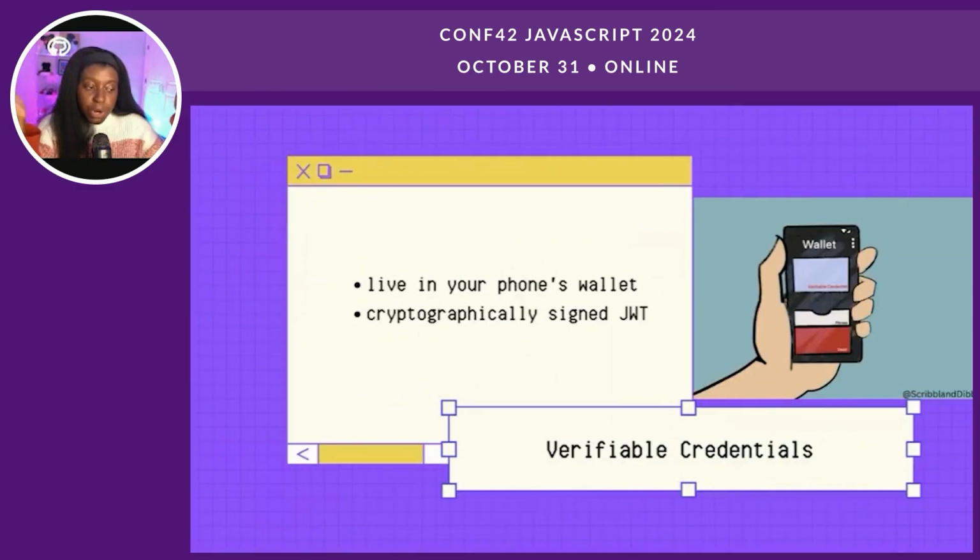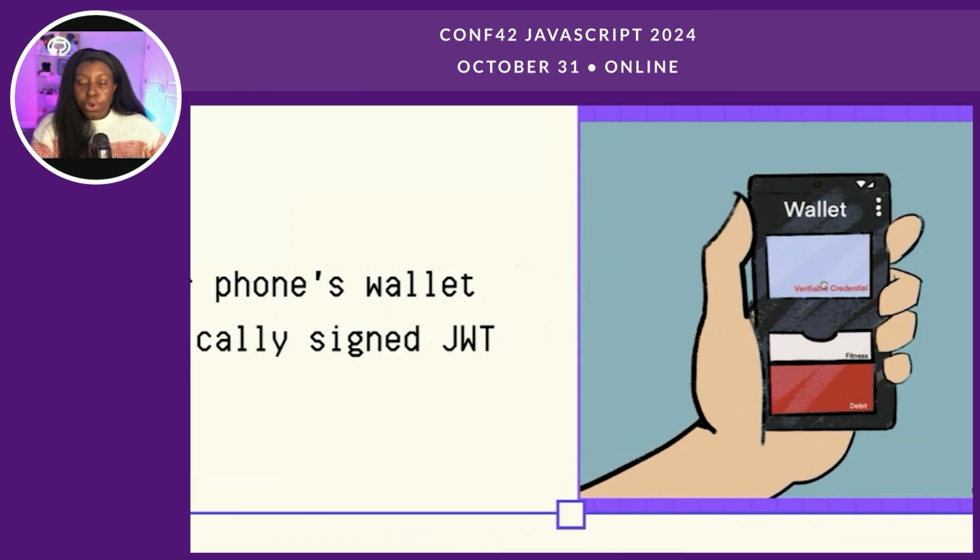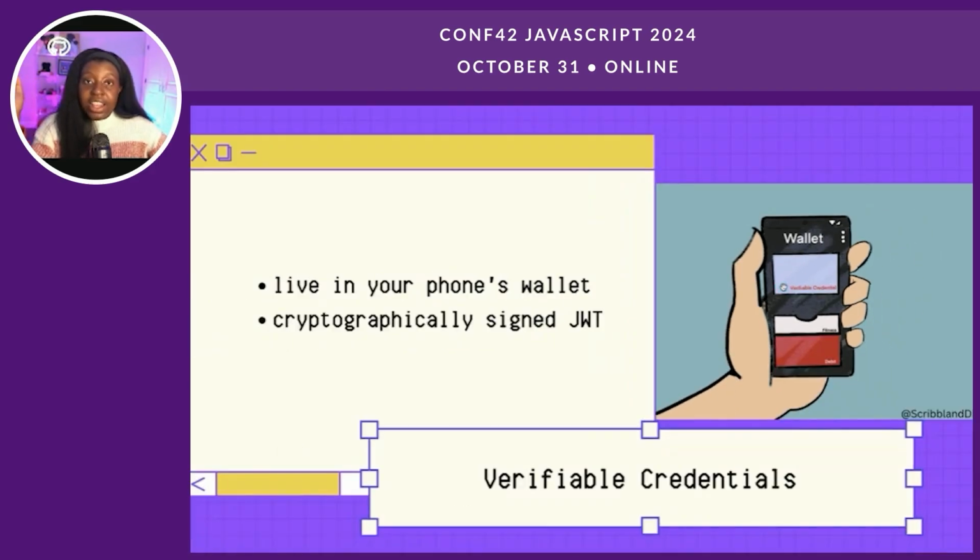And the way it will work is it'll be a verifiable credential that gets stored in your phone's wallet, kind of like where you store your debit card or your gym membership or a ticket to a basketball game in your Apple Pay wallet or your Google Pay wallet. Your verifiable credential could live there as well. And at the end of the day, many verifiable credentials, not all, but many of them, are just cryptographically signed JSON web tokens.